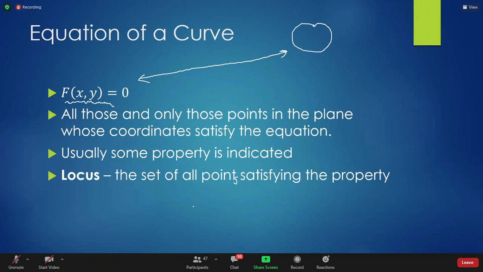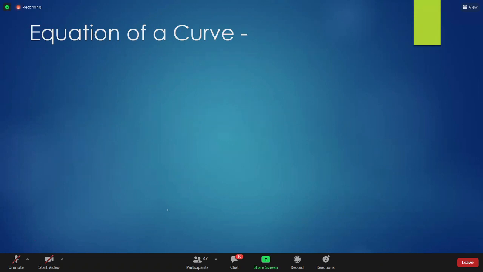Slightly different. Property is one thing, but locus is more like we are already thinking of the curve. We are already thinking of the set on the whole. So let's see the plan, how to find it. Let's have a plan.